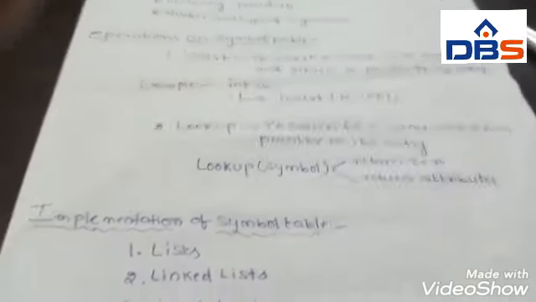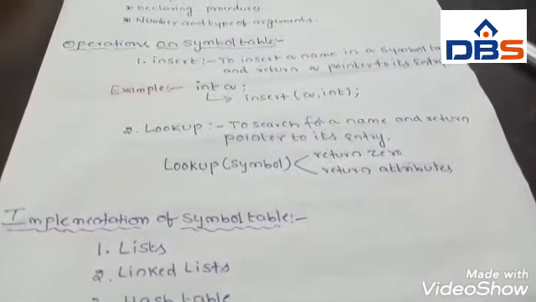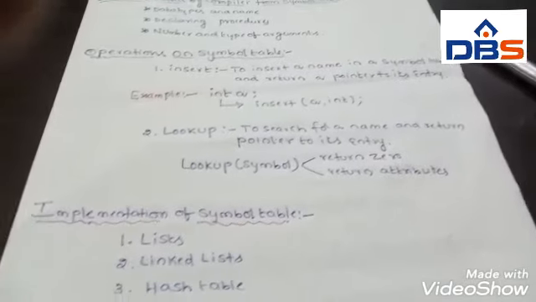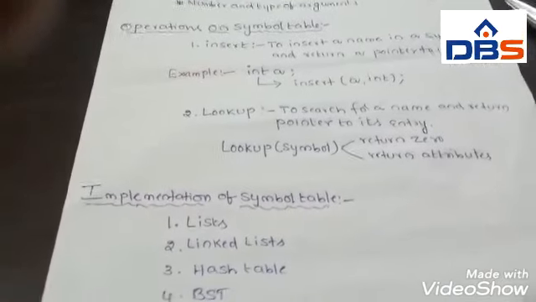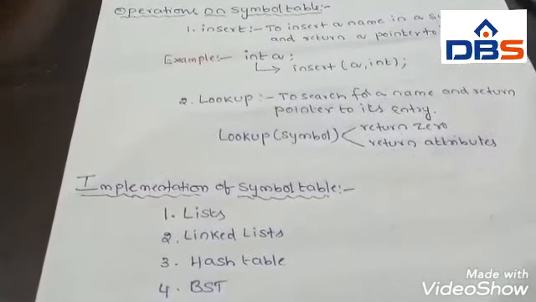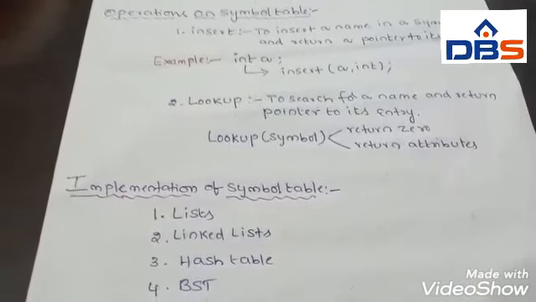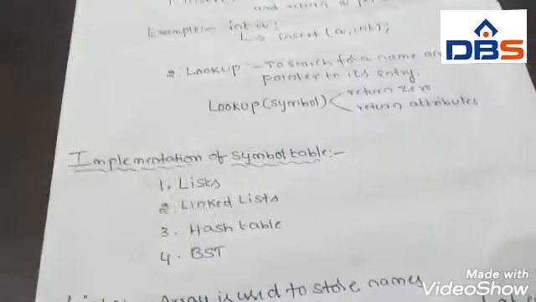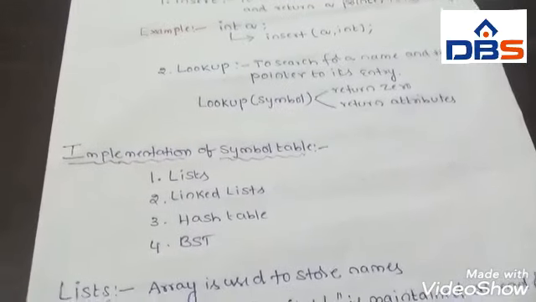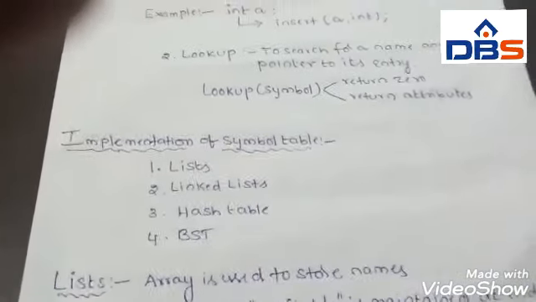Next one is coming to the implementation of the symbol table. The following are the commonly used data structures for implementing symbol tables. First one is lists, second one is linked list, third one is hash table, and fourth one is binary search tree.